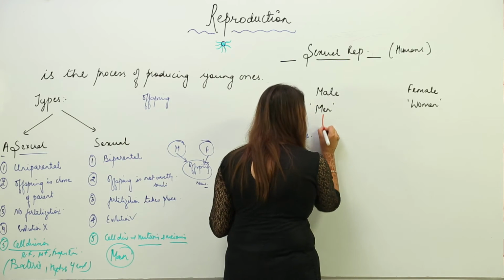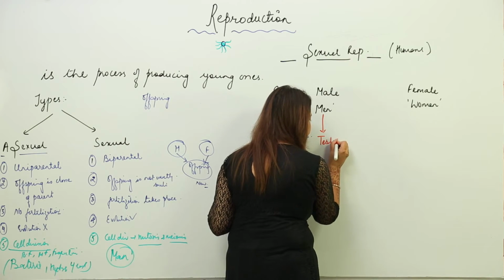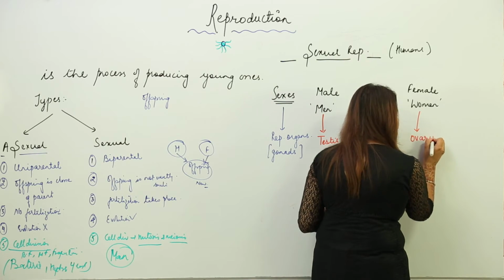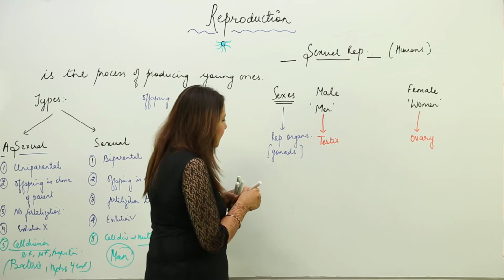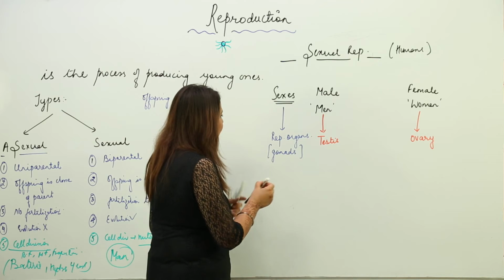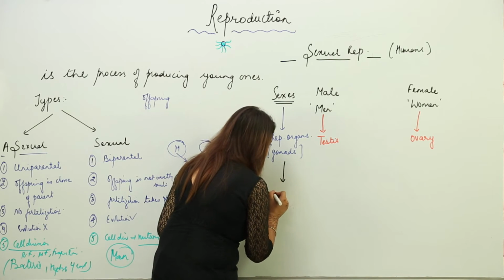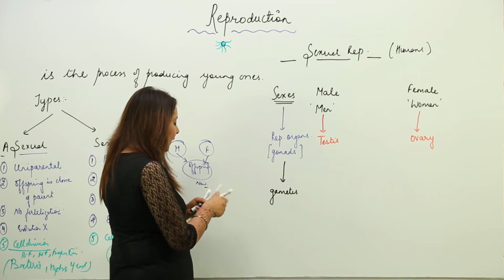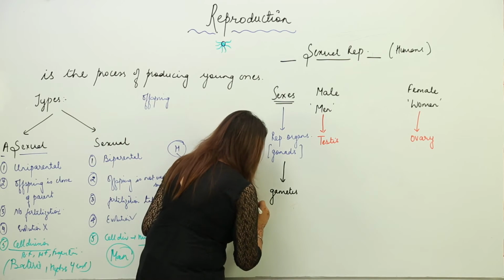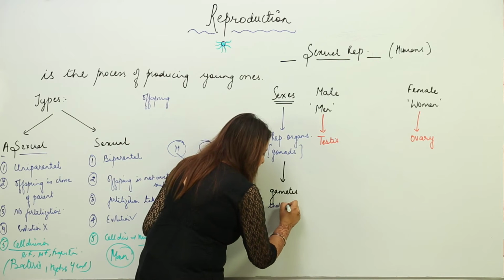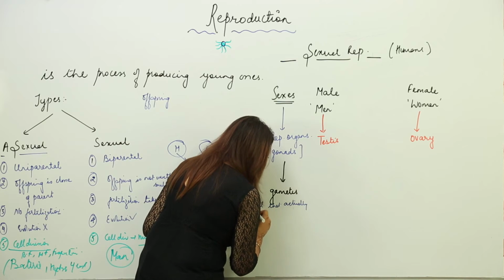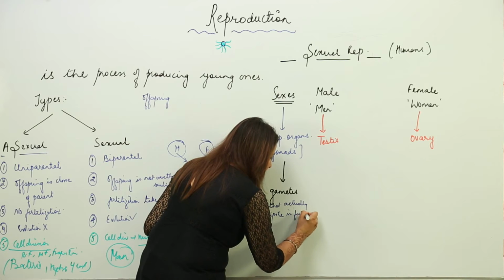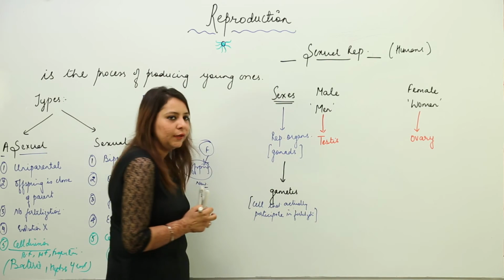In male, the reproductive organ is the testes, and in female, the reproductive organ is the ovaries. These gonads are going to produce gametes. Now what is a gamete? Gametes are the cells which actually participate in fertilization.